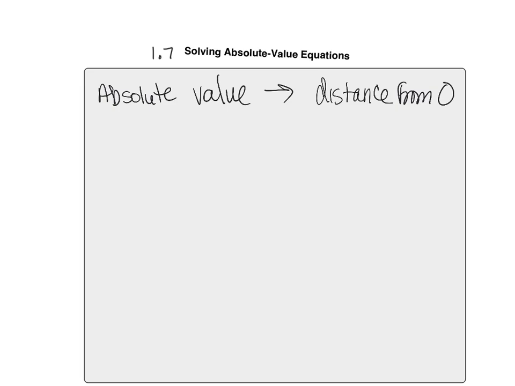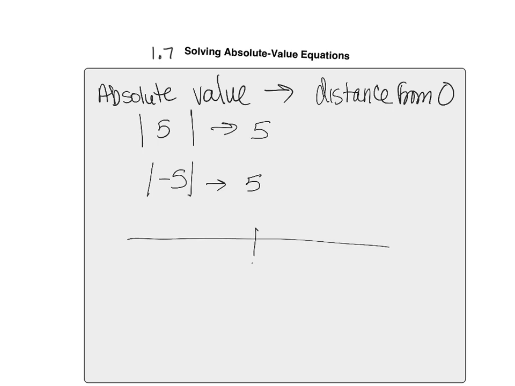So if I use the proper absolute value symbols, which are the two vertical lines, and I ask you what is the absolute value of 5, I'm asking you how far from 0 is 5, and the answer to that is 5. Similarly, if I asked you what is the absolute value of negative 5, that is also 5, because negative 5 is 5 units from 0. So absolute value essentially is basically always positive.